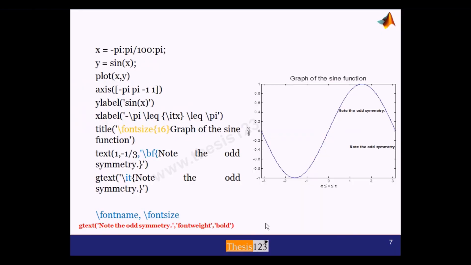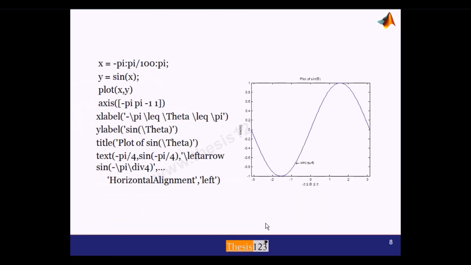And similarly for the next example, I want to show how I can represent a Greek letter symbol inside the plot at a particular location. So I have used the text of minus pi by 4 to sine of minus pi by 4. That means minus pi by 4 is somewhere here, and the sine of that value is at this location. So at this point I am using left arrow, sine of pi divided by 4. And I have used the x label, minus pi less than or equal to theta less than or equal to pi. So like that I have used it.